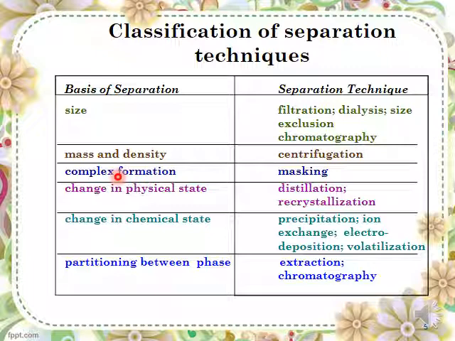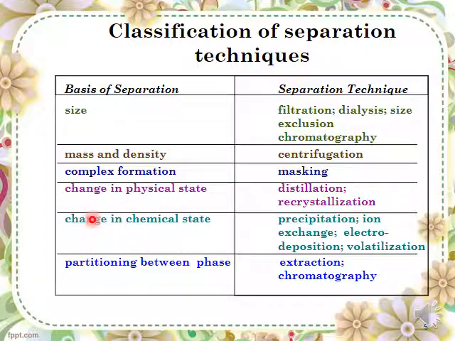The next basis of separation is change in physical state. The technique involves either distillation or recrystallization. This also you have covered in learning unit 3. You want to get pure crystal, so you dissolve and let it crystallize out again, so that you get pure crystal or pure precipitate. Distillation will be covered next.